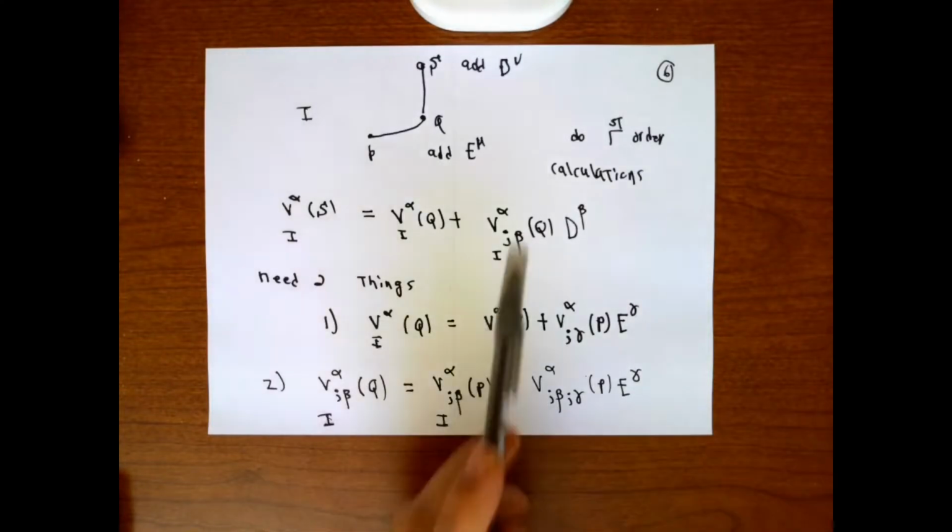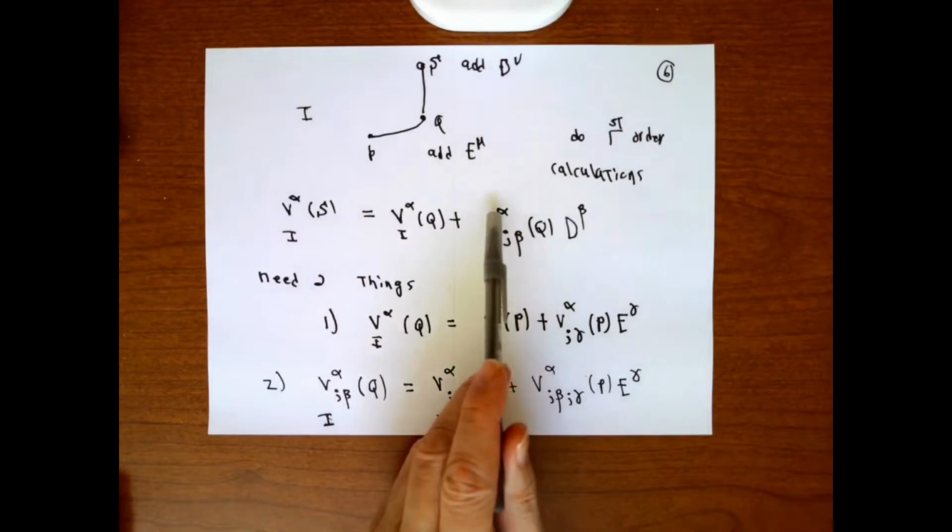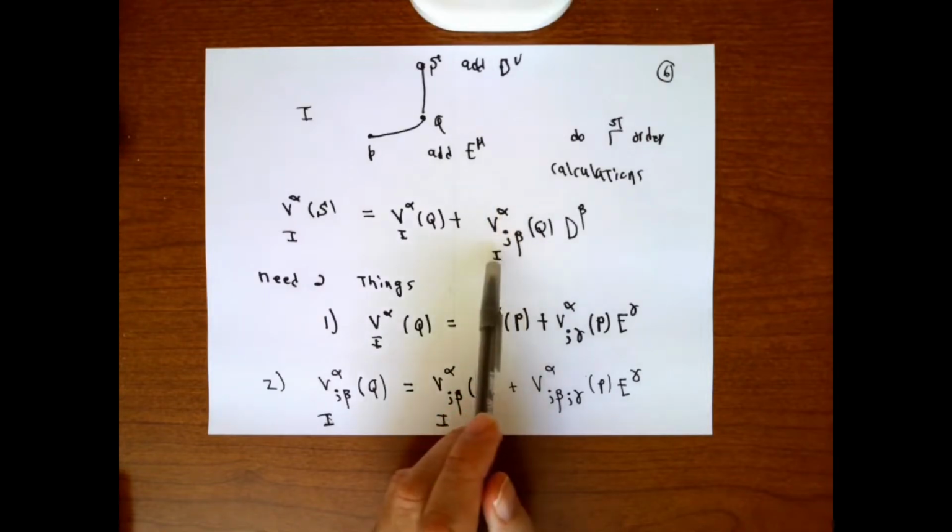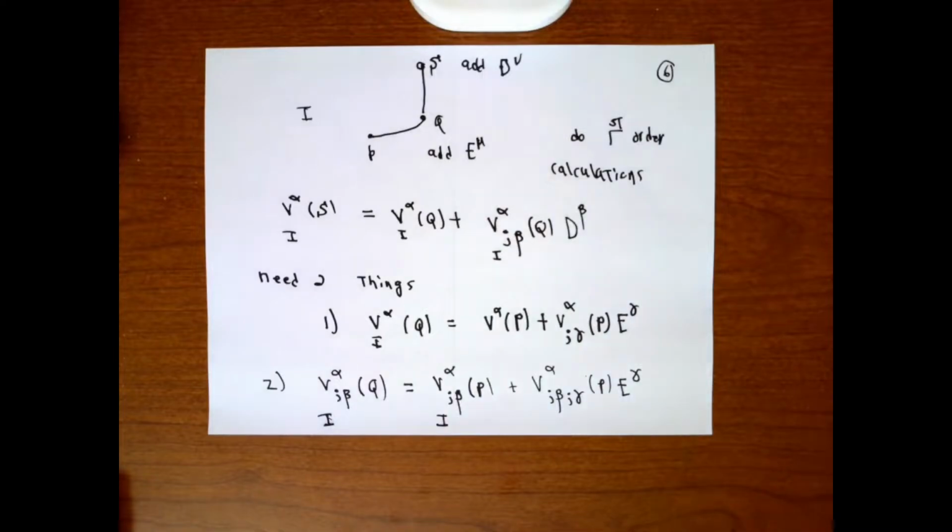Secondly, I need to know V alpha semicolon beta along path 1 at point P in terms of V alpha semicolon beta at P. This is where things are going to get a little tricky. The quantity of interest at Q is the quantity of interest at P plus the rate of change of the quantity of interest at P times how much the input changed as we went from point P to point Q.